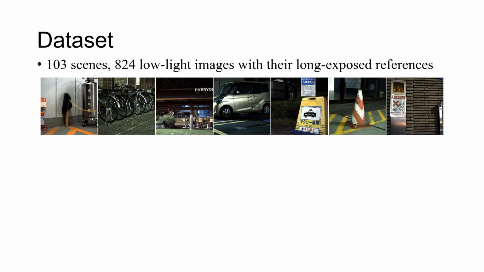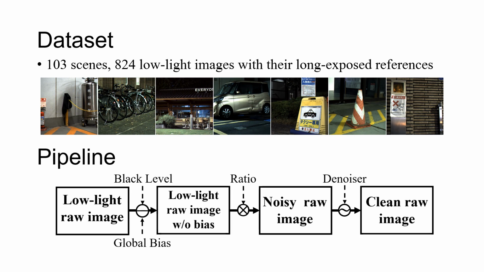To enable the research on polarized color image denoising, we collect a dataset under outdoor low-light environments. 824 low-light images and their corresponding references are captured in total. Given a low-light noisy raw polarization color image, we first subtract the black level and global bias from the input. We will show that subtracting such a global bias benefits polarization image denoising and polarization information restoration. And then we enhance its intensity by a relative ratio. At last, we apply a denoiser model to restore clean data.